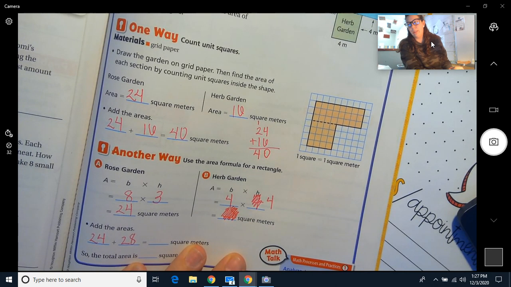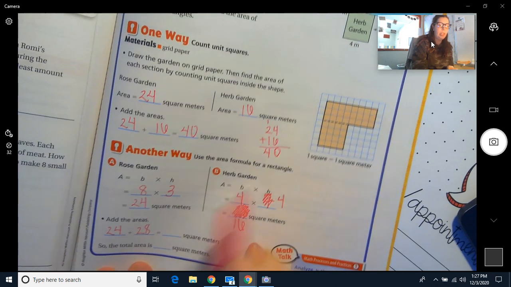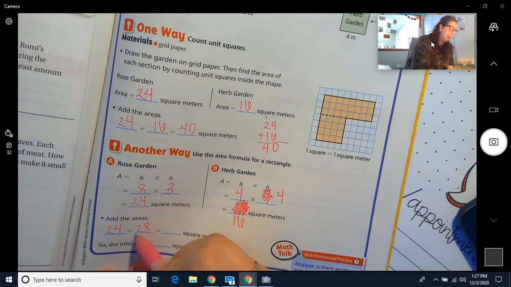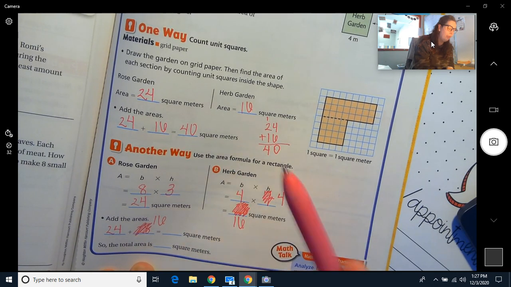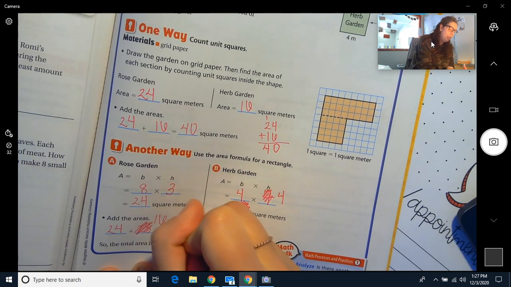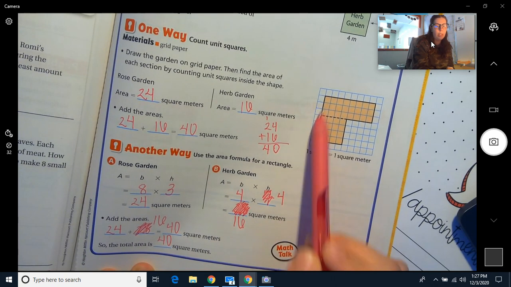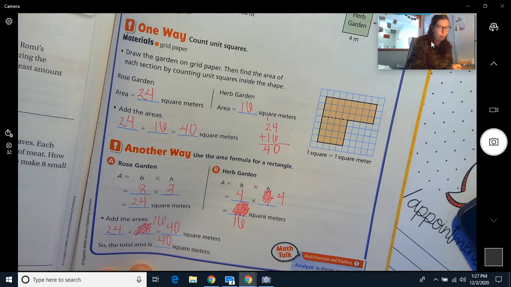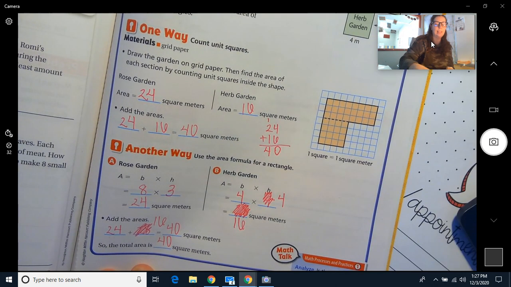Okay, Quinn, are you ready? 4 times 4. 16. 16, which changes this math problem. 24 plus 16, which we did up here, is 40. So the total area of this shape here is 40 square meters. Okay. Now we're going to move on to the next problem to practice. And then after that problem, I will take questions.